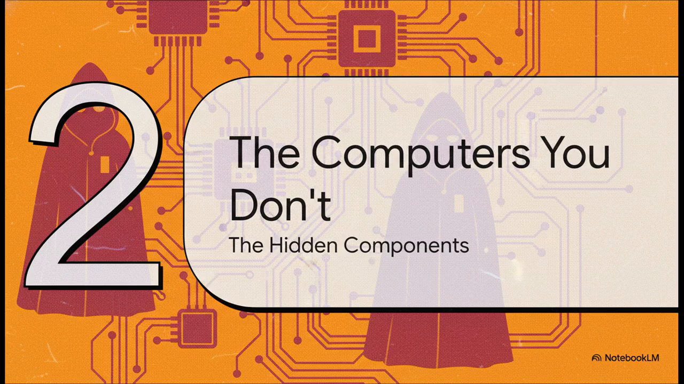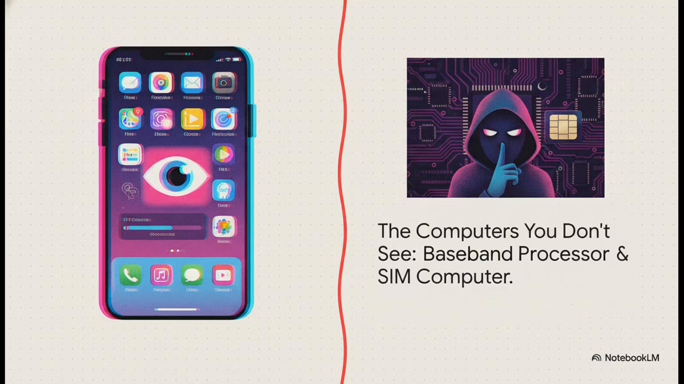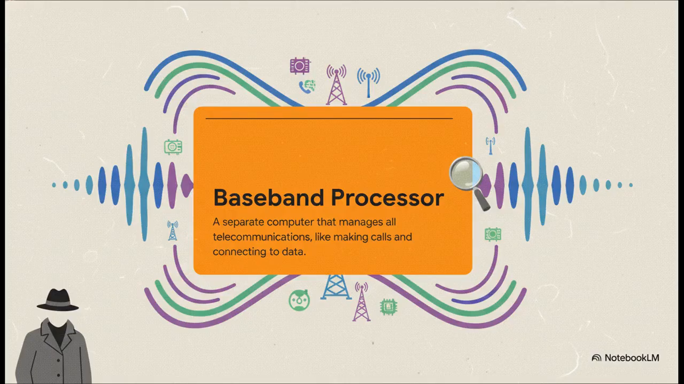The two computers you don't see, the ones working completely in the background. You can see the split pretty clearly here. On one side, you've got the application processor. That's your world, the iOS or Android apps you interact with. But on the other side, that's where we find the two hidden players, the baseband processor and, believe it or not, the SIM computer.